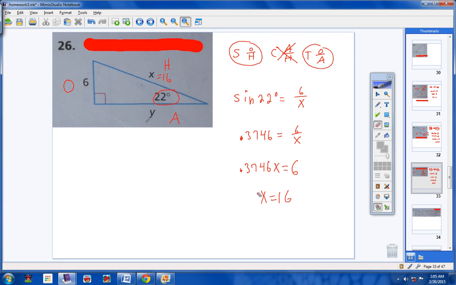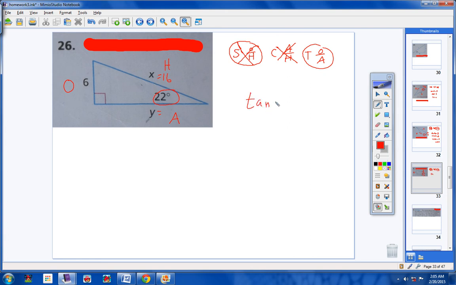Okay. Now let's go ahead and take a look at tangent. Maybe tangent can help us solve for this last side over here, the adjacent side y. So here we go. Tangent of 22 equals opposite over adjacent. Obviously tangent of 22 is a number, and it's 0.4040 equals 6 over y.